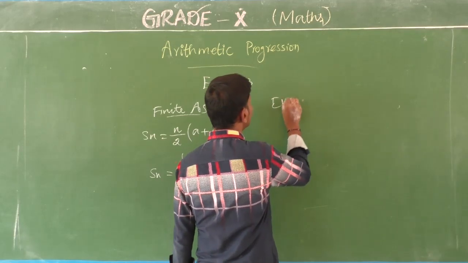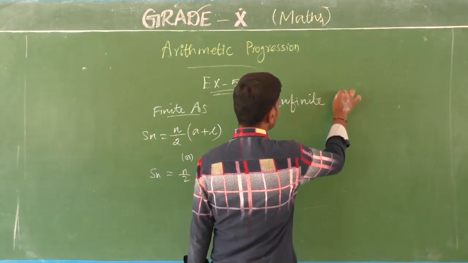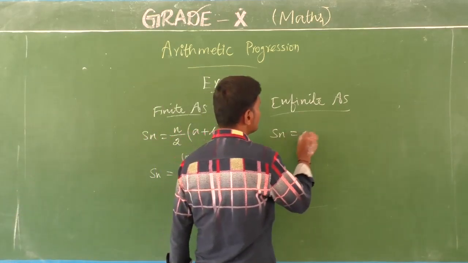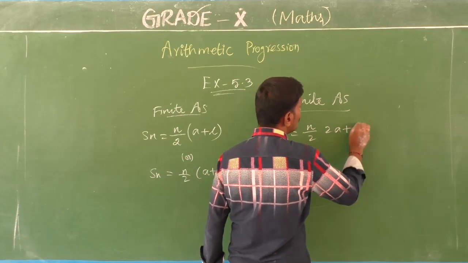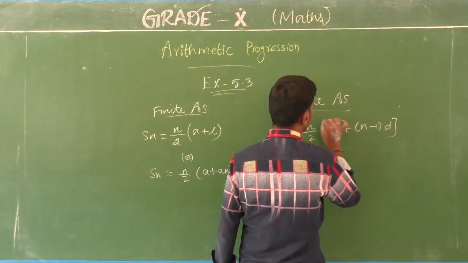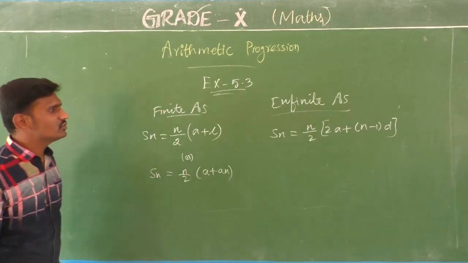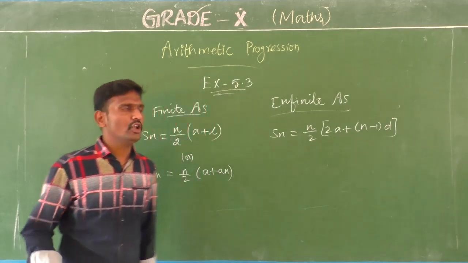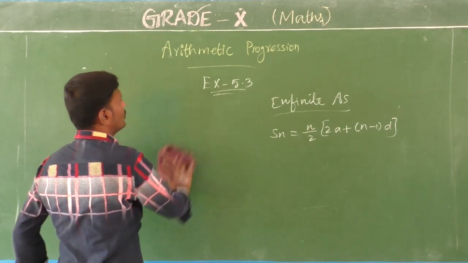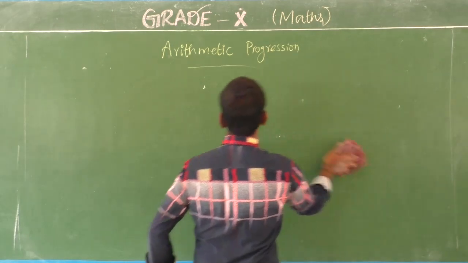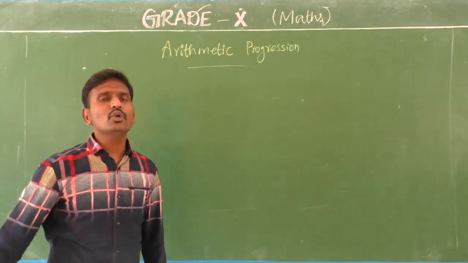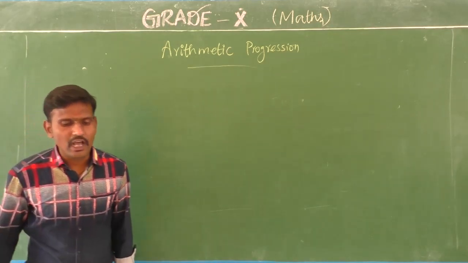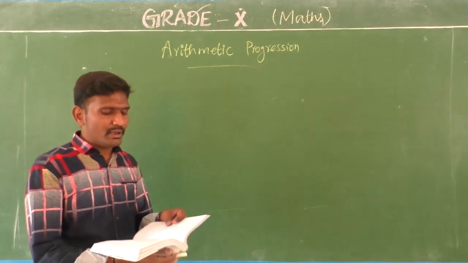Now coming to the infinite AP, we have only one formula, that is Sn equals n by 2 into 2a plus n minus 1 into d. So these two formulas are all you are going to use in the whole exercise. Okay, fine. In the 5.3 exercise, you already completed the first three questions in your previous class.